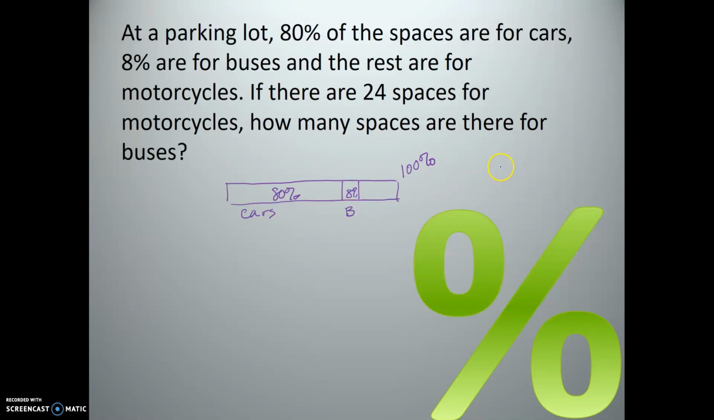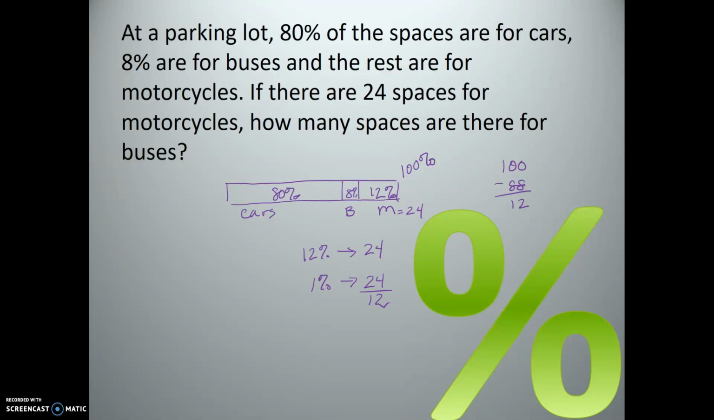Let's figure out how much we need for motorcycles. 80 plus 8 is 88, so let's subtract that from 100, and of course we're going to get 12. So 12% is for motorcycles. And then it says there are 24 spaces for motorcycles. Okay, so we can solve for there. 12% is 24 motorcycles. So 1% is going to equal 24 over 12.